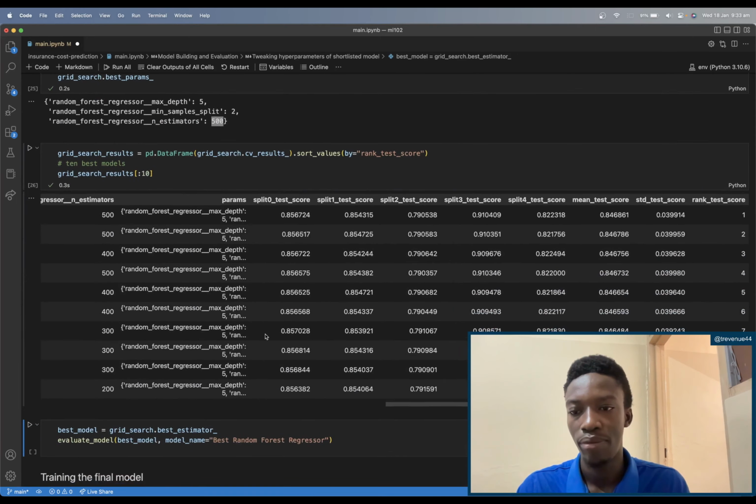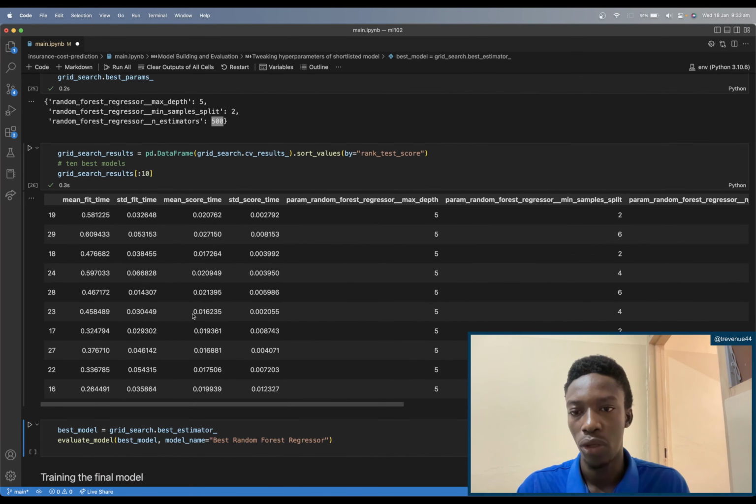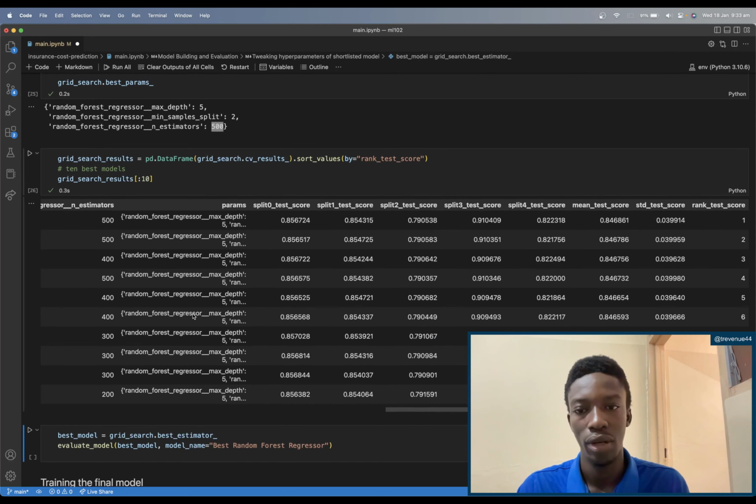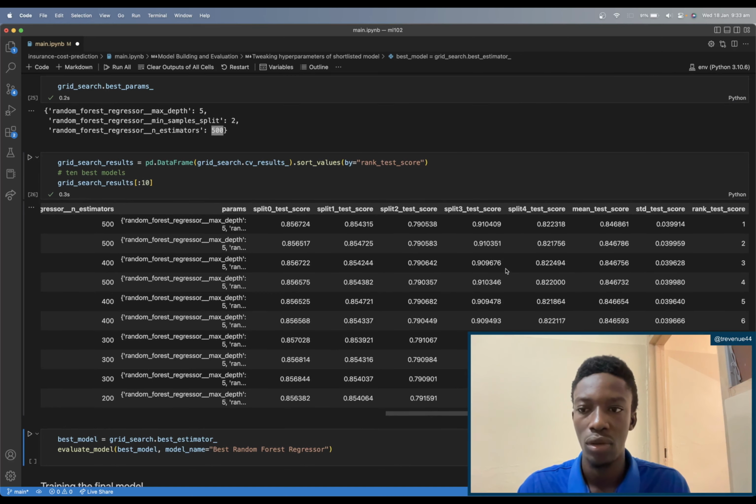And here I basically printed out the best 10 models and their scores and the rest of the details that are there, right? So as you can see, their rank, their mean test score, and a lot of things are here. Like all of these are there for you to have a look at, just to make sure you know the performance of your model. All of these are there.